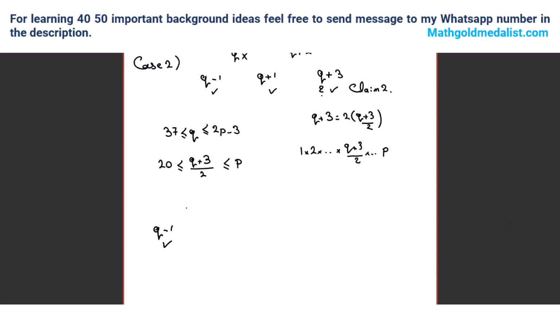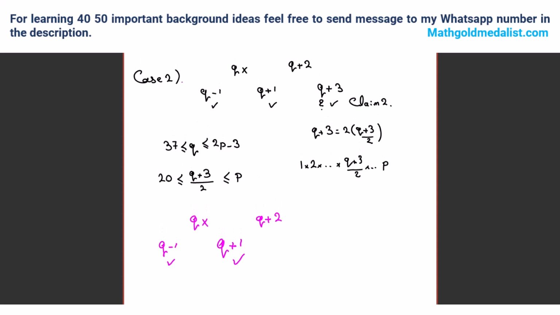q minus 1, we have q. Let me write with another color. q minus 1, we have this as a divisor. We don't have this. We have this one as a divisor. And we said we want to consider this one. We don't have this. Case 2. q plus 3. We have this.